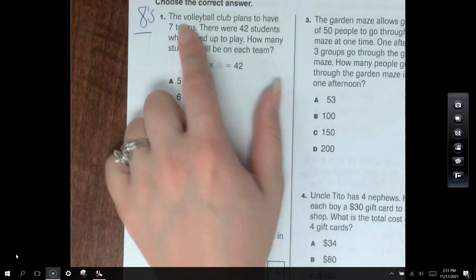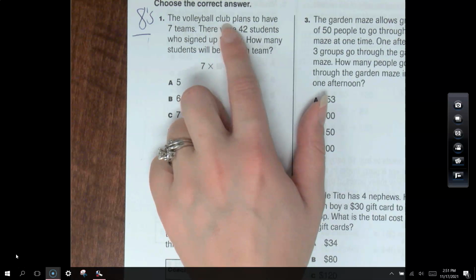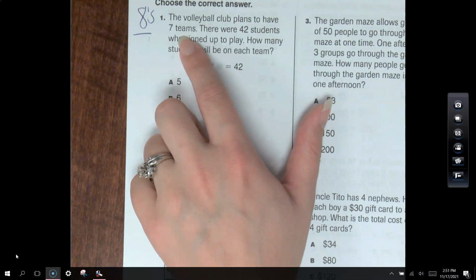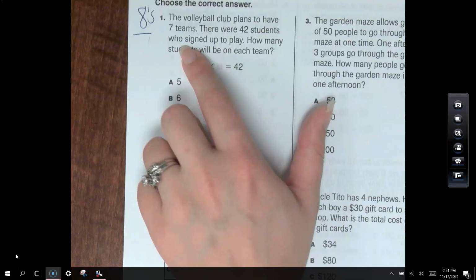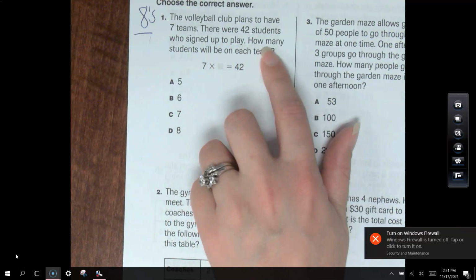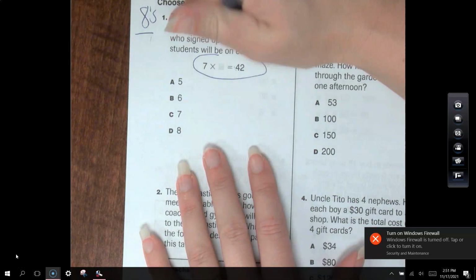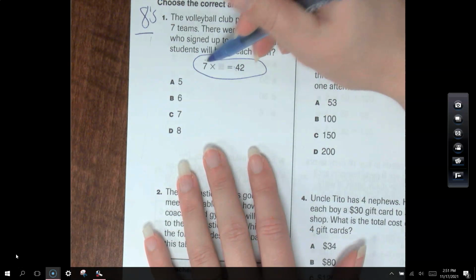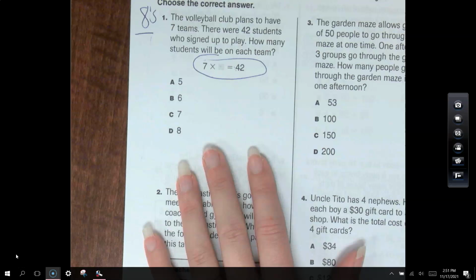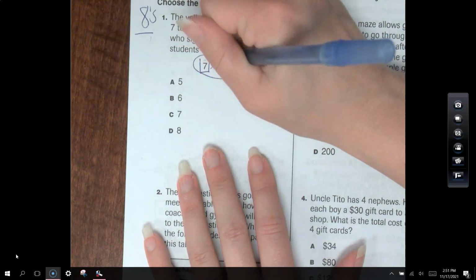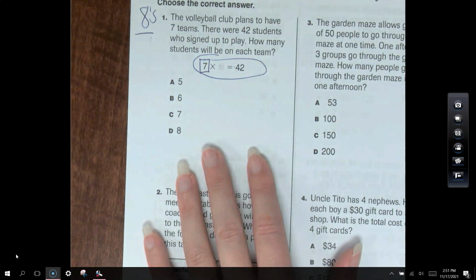All right, this says the volleyball club plans to have 7 teams. There are 42 students who signed up to play. How many students will be on each team? Well, they gave this to you, so you're saying to yourself, 7 times what is 42? So in this one, you're going to count by 7s until you get to 42.